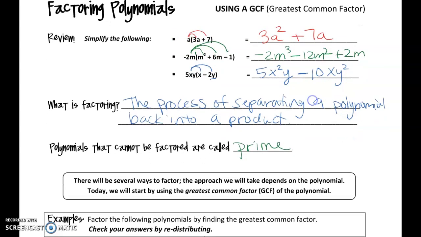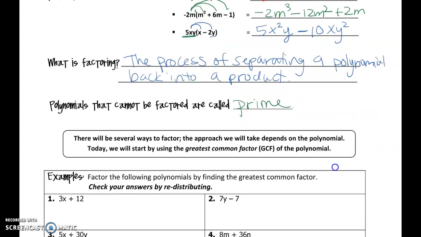If we look at this one here, we have 5x squared y minus 10x y squared. Well, they both have a 5 in them, 5 and 10, both 5 divides into them. And x squared and x, well, there's one x in common. This one has 2, but this one only has 1. So what they share in common is only one x. And for y squared and y, they only share one y in common. So we're going to be taking out that 5xy.